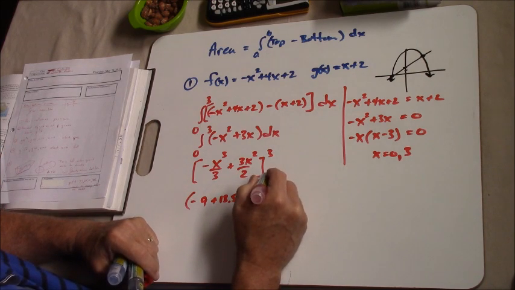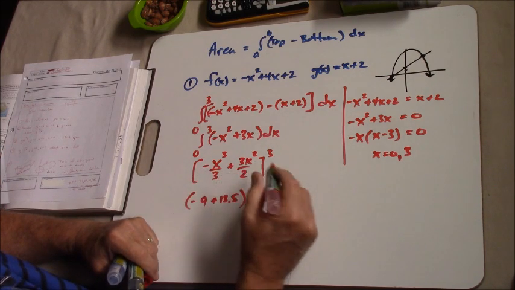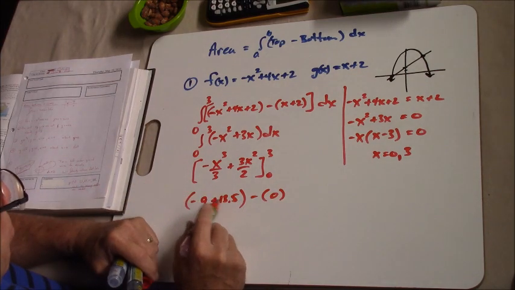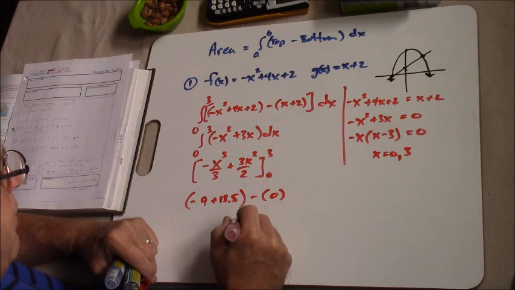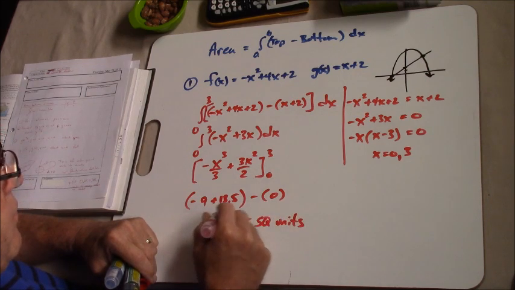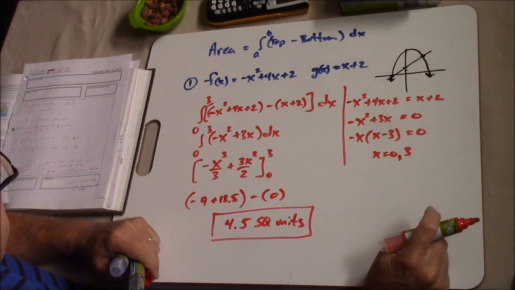minus what I get when I plug in a 0. That'll be 0 and 0. And so what I get is 13.5 minus 9, that's 4.5 square units. Don't forget the label, okay?